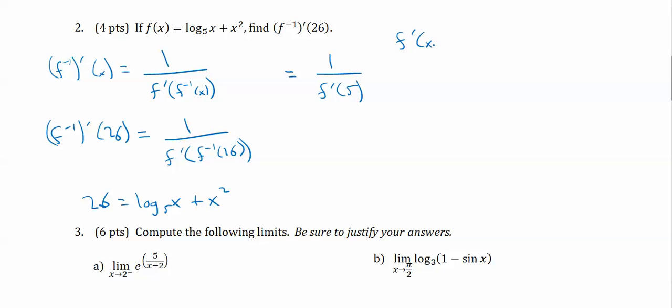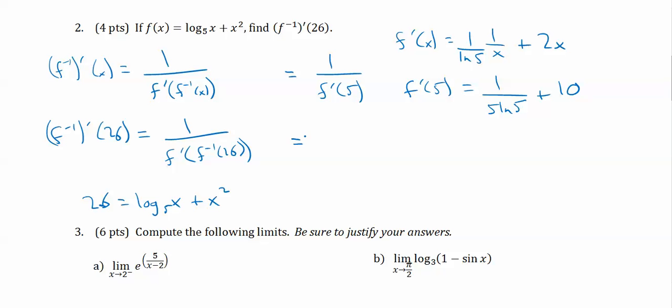So f prime of x, the derivative of the logarithm is, well, almost 1 over x, and then we need this factor of 1 over natural log 5 in there, according to the rule. And derivative of x squared is 2x. So we have that, and then f prime of 5 is, well, let me bring this x in front of the natural log. It's 1 over 5 ln 5 plus, and 2 times 5 is 10.